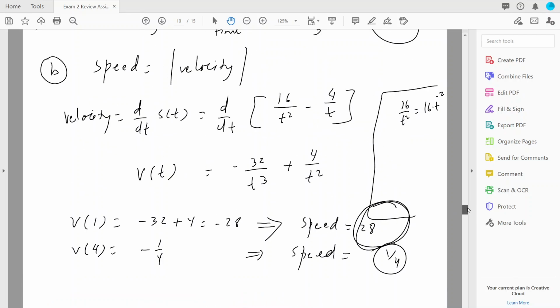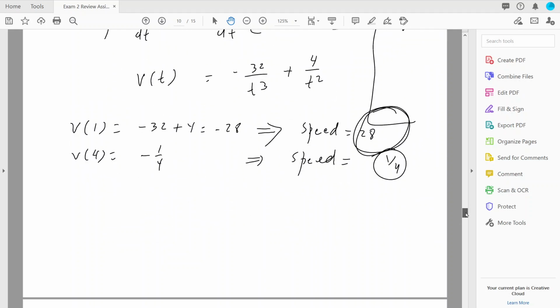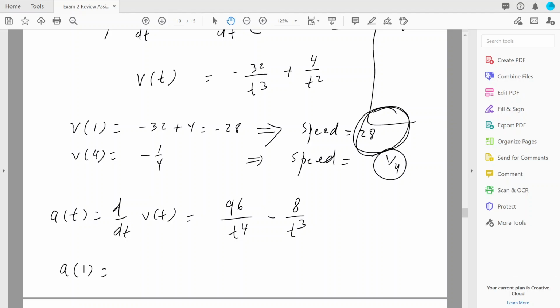We have to do the same thing and find the acceleration at the endpoints. Acceleration means the derivative of the velocity, so we need to go one step further here. Let's say a of t is the derivative of the velocity, which is the acceleration. Let me find the derivative. It would be 96 over t to the power 4. I'm using the very same idea, the general power rule. We need to find the acceleration when time is 1. Just put t equal to 1 here, and that will be 88. And the acceleration when time is 4 will be 1/4.